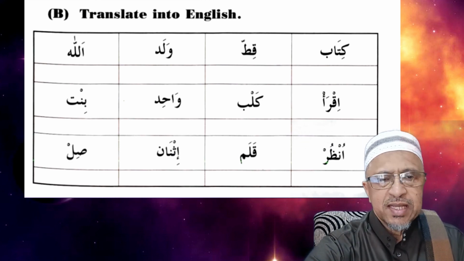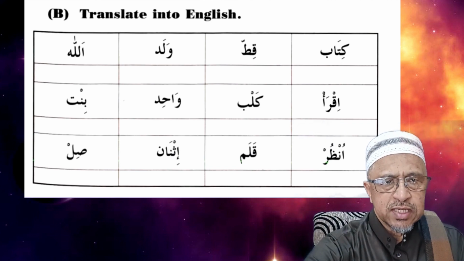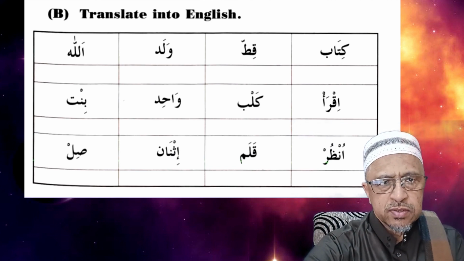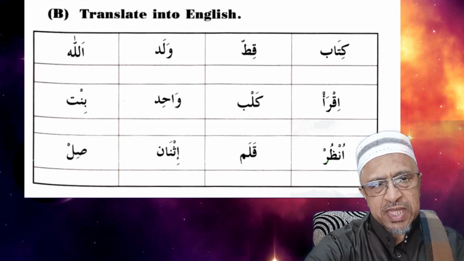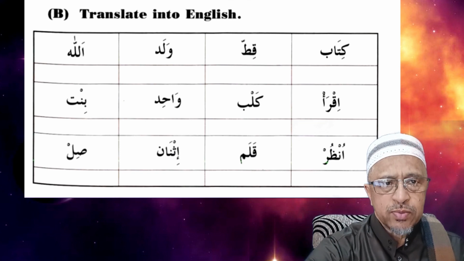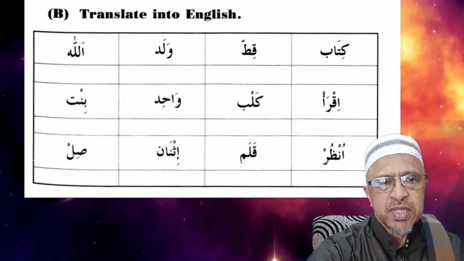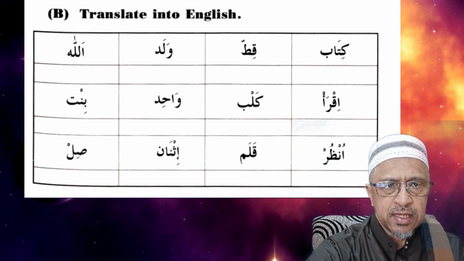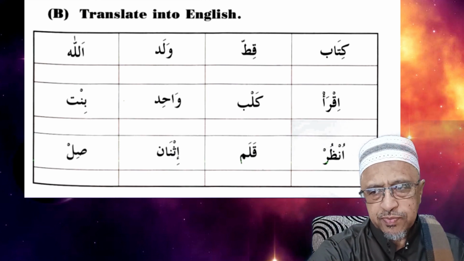If you want to say translate from Arabic, then we'll say tarjim min al-Arabiyya. Tarjim min al-Arabiyya ila al-Ingliziyya. Translate from Arabic into English or to English.